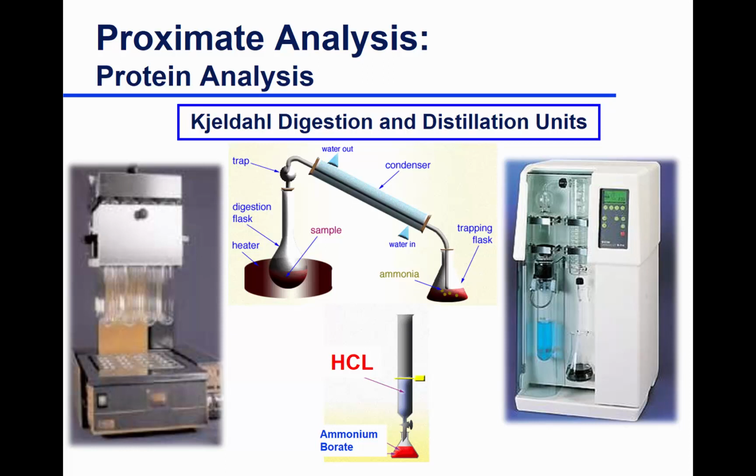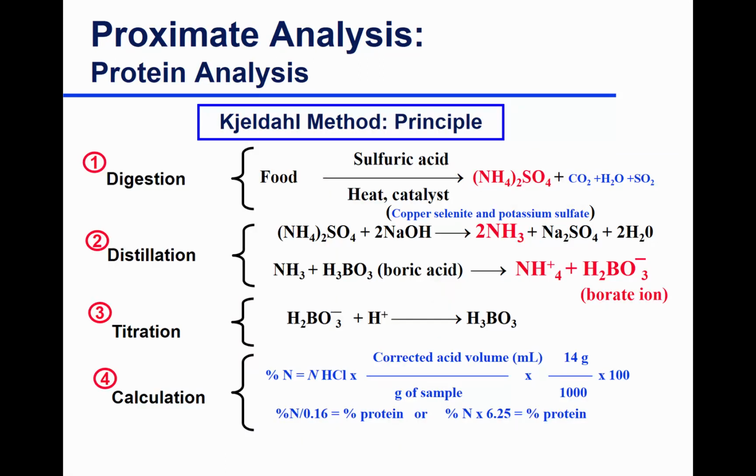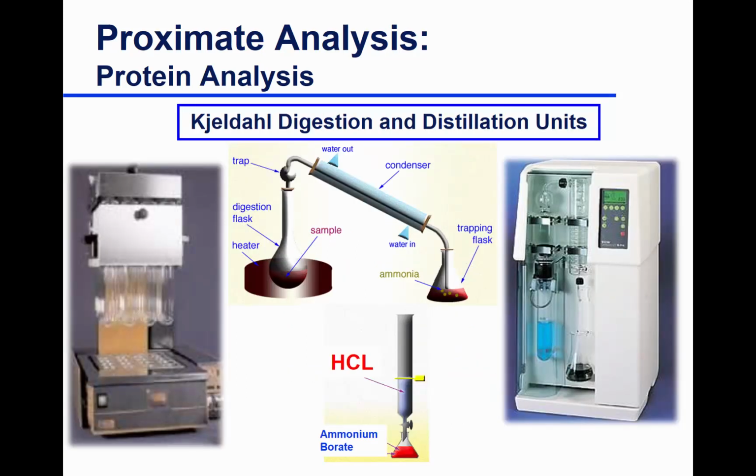Here's your flask that had your digested sample. When it's digested completely, it will be clear because all of the organic matter is burned off, and the nitrogen is in the form of ammonium sulfate. Now, why is it blue? It will be a clear, nice blue color. Where is the blue coming from? Copper. The copper from the catalyst. So this will give you a bluish color, but it has to be clear.